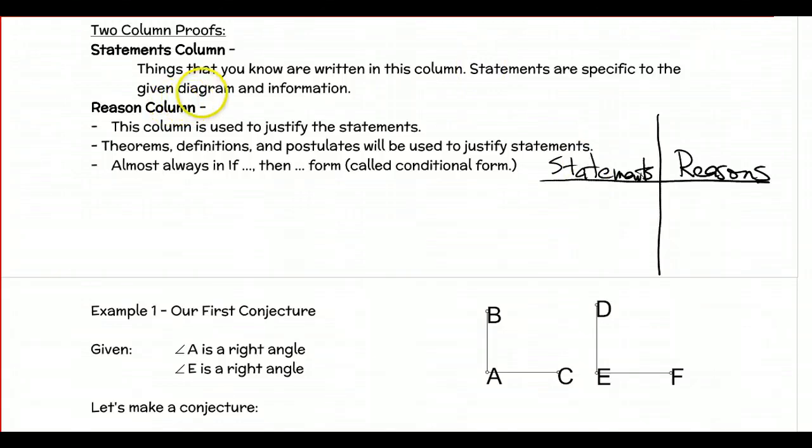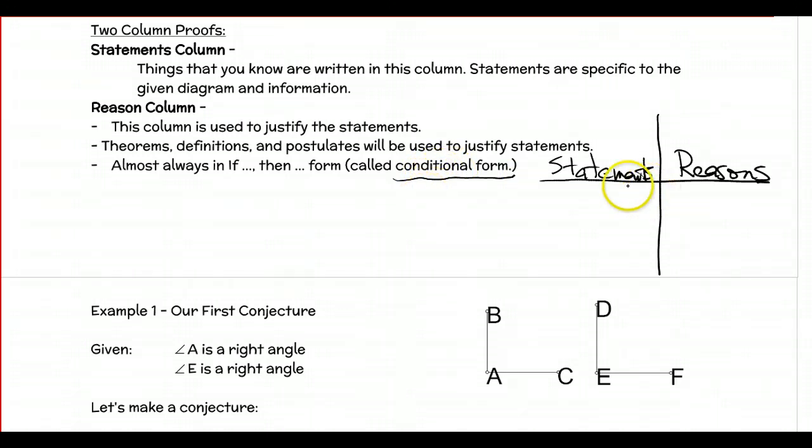In the reasons column, this is what we use to justify the statement. So if I put a statement in the statements column, I need a reason to justify it. All right, so these will be theorems, definitions, and postulates that are going to go in the reasons column. And these are almost always in if-then form, conditional form. We've talked about that. There will be some exceptions, and we'll talk about those as we come across them.